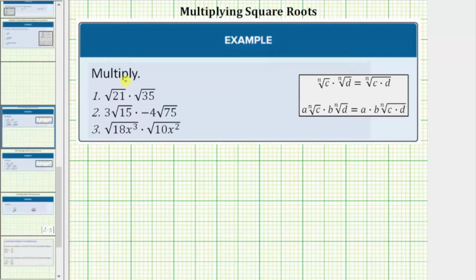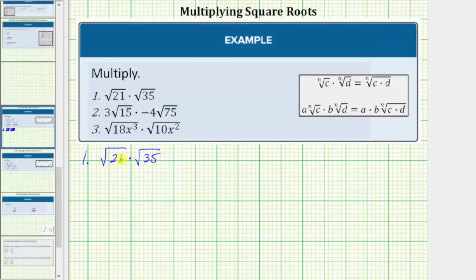Asked to multiply the given radical expressions. For number 1, we have the square root of 21 times the square root of 35. Looking at our notes, the nth root of c times the nth root of d is equal to the nth root of c times d.